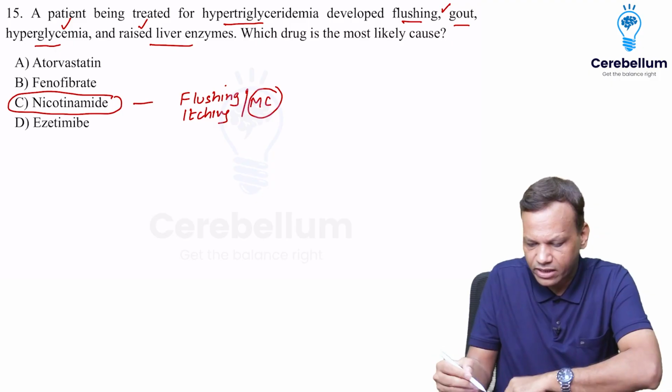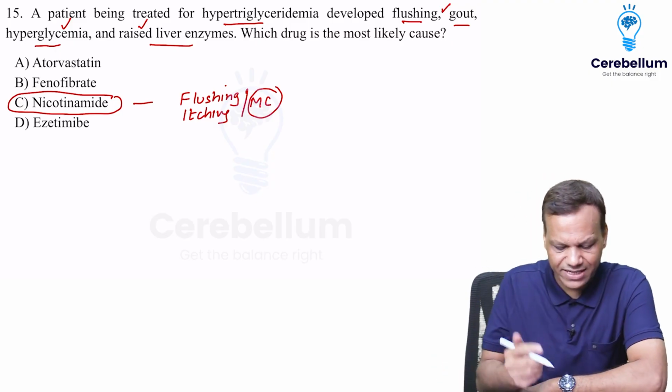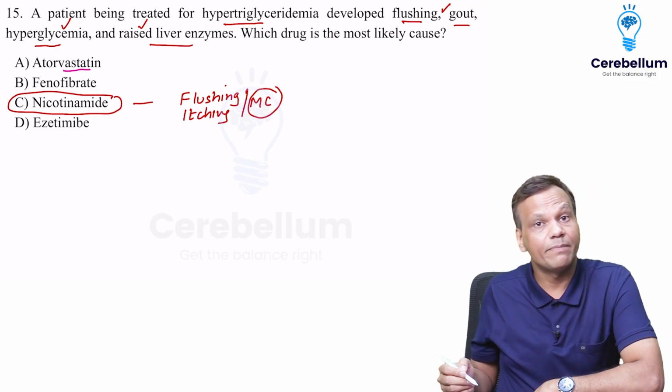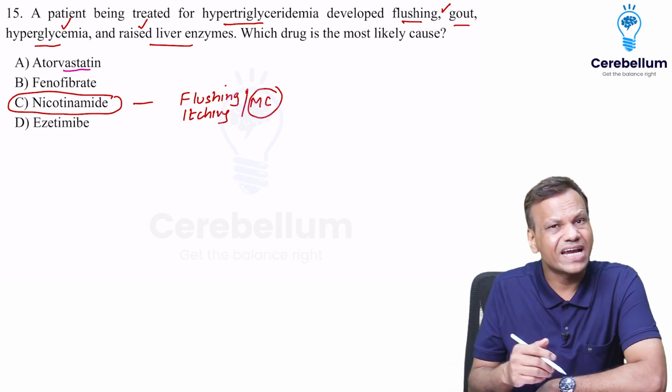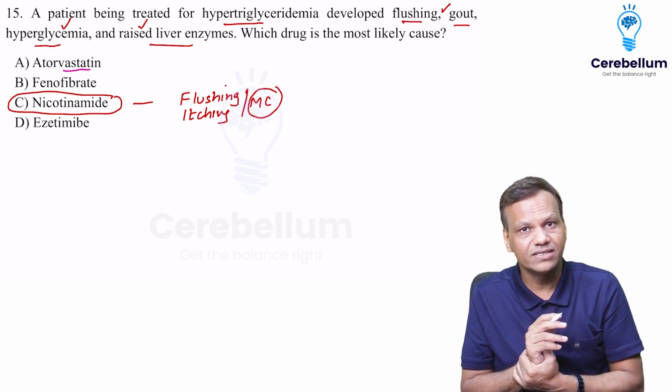Now do not get confused that even statins can result in hyperglycemia and hepatotoxicity. But in statins, there is no flushing, no gout. And in statins, the most important would be myopathy. So that is not there.